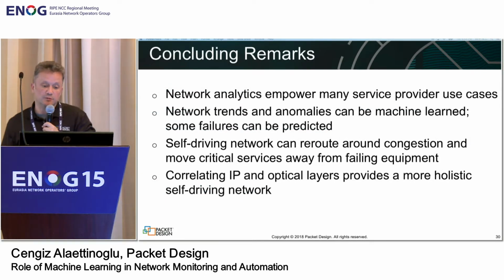In conclusion, you need analytics. You need to be able to collect this data from the network, machine learn it, find trends in it, and make predictions about what might be failing and so forth. And then you need automation to reroute the critical traffic around the congestion as well as the equipment that may be failing. And to get the full benefits, you need a holistic approach covering both the IP as well as the optical layers of the network. Thank you.